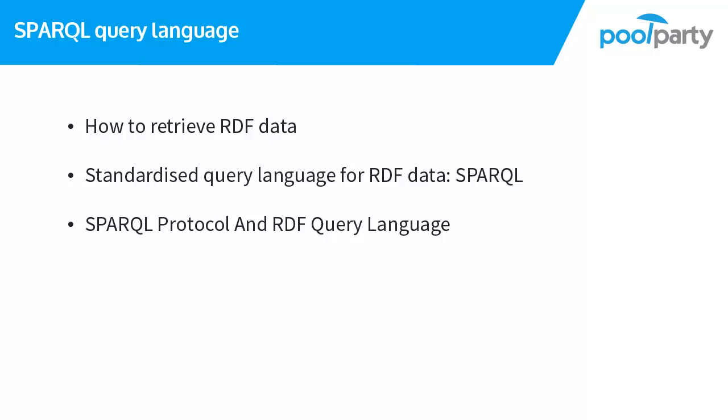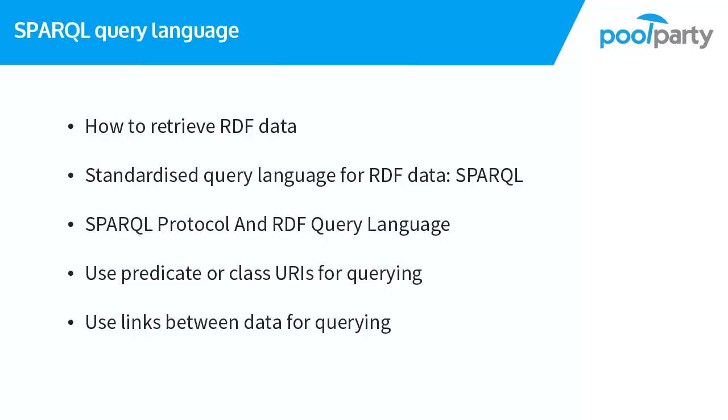SPARQL offers unique advantages for querying data that are closely tied to the triple data structure. For example, you can retrieve data by asking for all the objects that follow a specific predicate, or by asking for all subjects that have a certain RDF type. You can also use the links between statements for querying. This allows to pack a lot of logic into a very simple query.